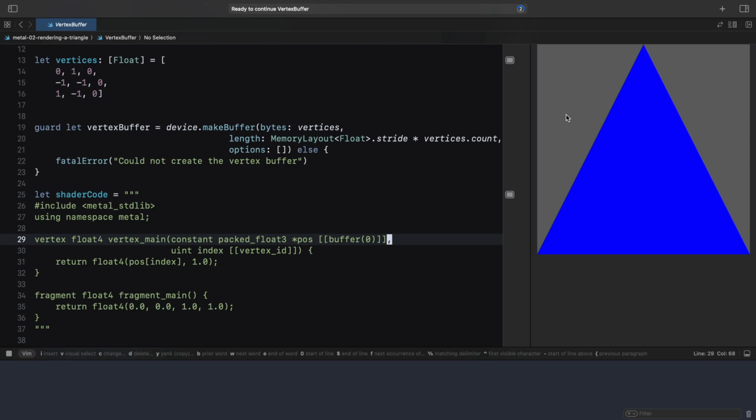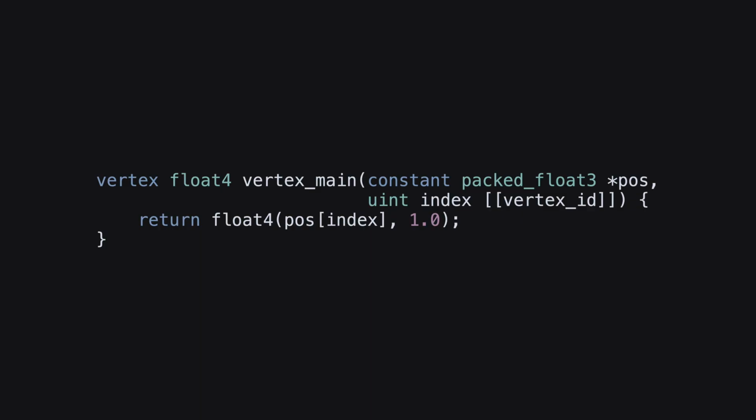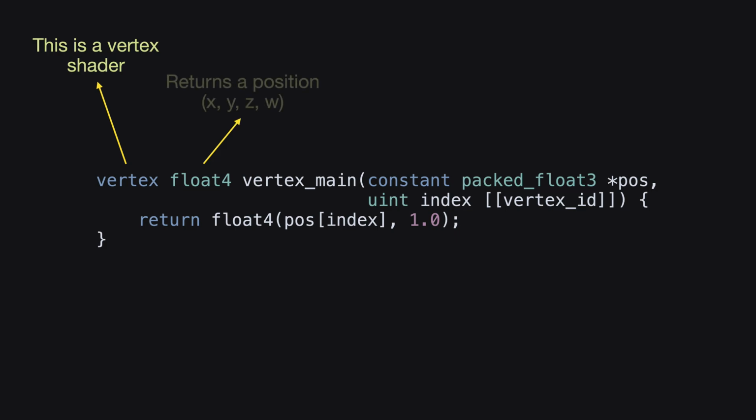Let's now focus on the vertex shader and try to demystify its definition. The vertex keyword indicates that this function is a vertex shader. Next comes the return type, a vector of 4 floats. The first 3 components are the 3D coordinates, and the last one, W, is related to the perspective division. More on that in future tutorials. We will set W to 1 for now. Okay, now the address space.